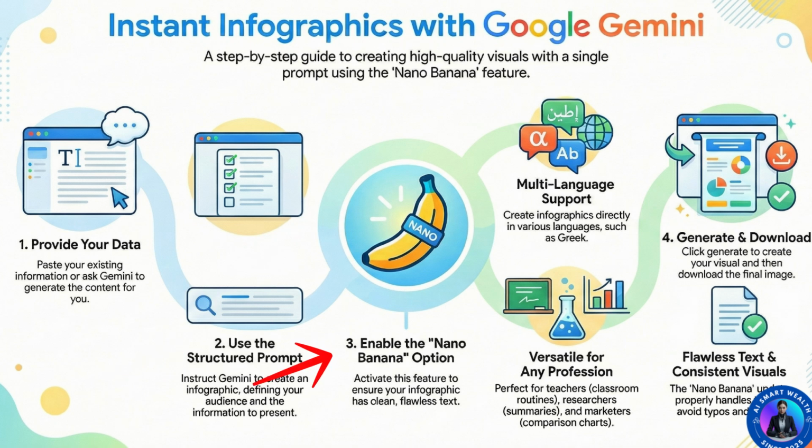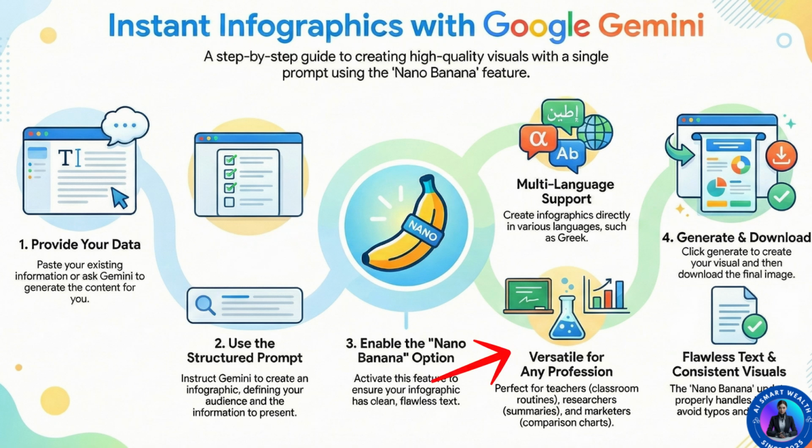Step 3. Enable Nano Banana. Activate this feature to guarantee flawless text. No more typos. No more awkward spacing. It's like having a proofreader who never sleeps, but way less annoying. Step 4. Generate and download. Create your visual and save the final image. Click. Boom, done. Step 5. Multi-language support. Instantly translate your infographic into other languages while keeping the layout perfect. English, Spanish, Greek, your visuals go global without breaking a sweat.